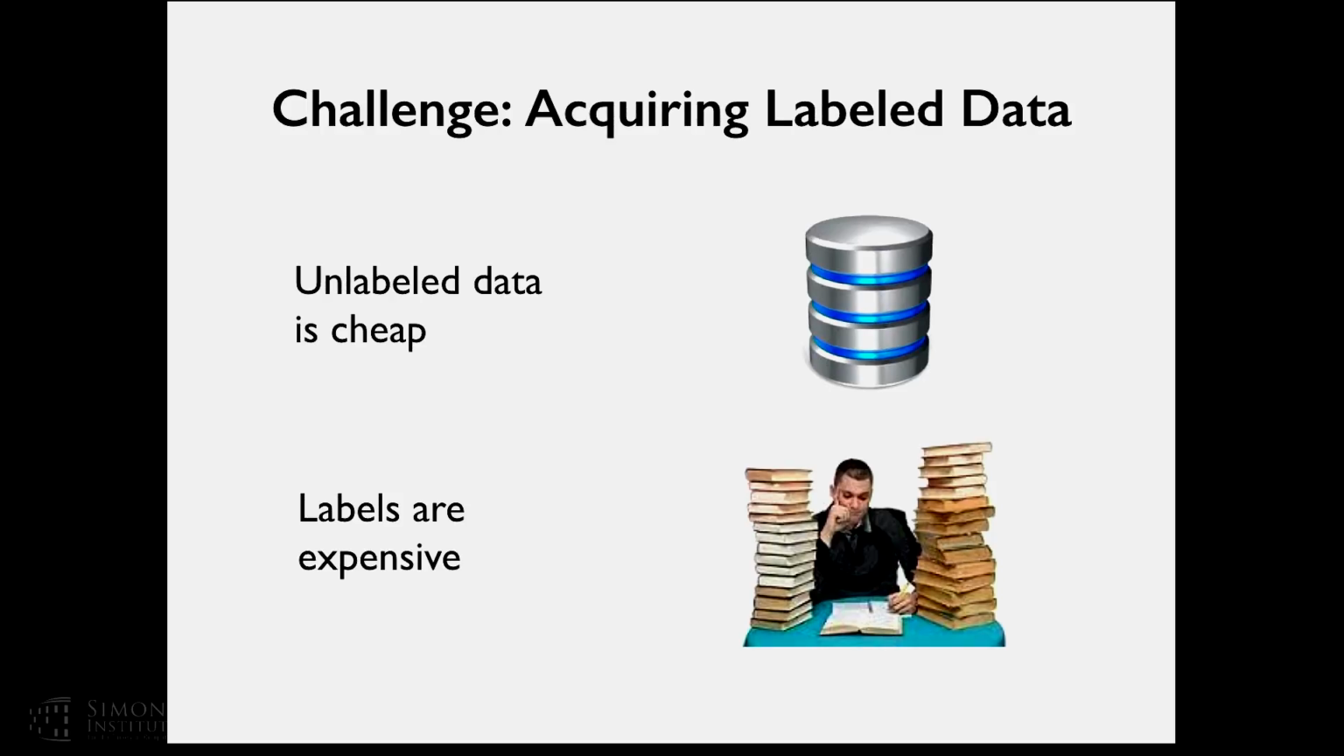So the problem is, if you want to build an accurate classifier, you often need a lot of label data, right? But label data is really quite hard to find, right? Unlabeled data is cheap, so you can download a lot of documents from the web or a lot of images from Flickr. But to get labeled data, you need somebody to painstakingly read these documents and label them with the topics, or go through these images and label them with the objects that they have.